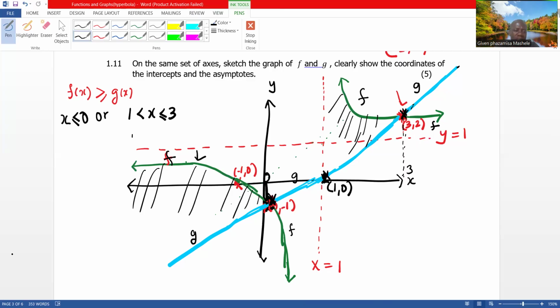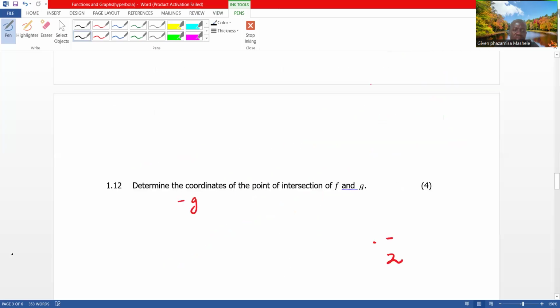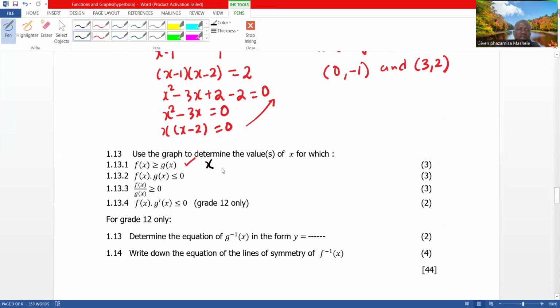for the first question, where f of x is bigger than g of x, it would be any value of x that is less than or equal to 0, or any value of x that is between 1 and 3, excluding 1 but including 3.